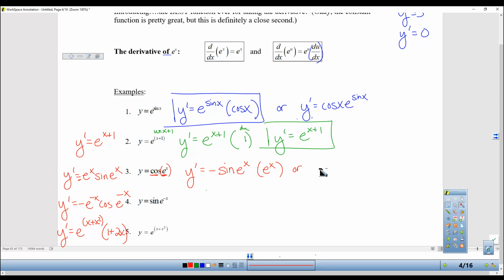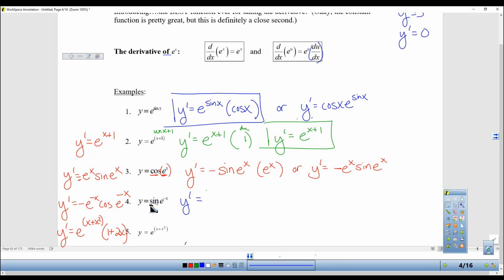You could write it as negative e to the x sine. The only reason you would do this is if you thought you were accidentally going to write sine of e to the 2x or e to the x squared or something like that. You could put it out in front to make sure you don't accidentally combine the two e's.